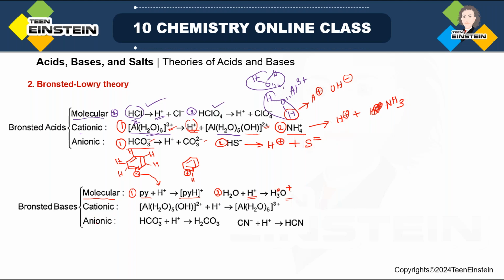Second category, cation. That means the initial species will have some positive charge. So see which species we have taken, the species that we have already seen on the product side in the previous example, the Bronsted acid example under the cationic category. Now that species on the product side we have taken on the reactant side. And it is accepting this H plus and converted to the species which we have seen in the previous example on the reactant side. And under the anionic category we have taken bicarbonate anion, it can accept H plus.